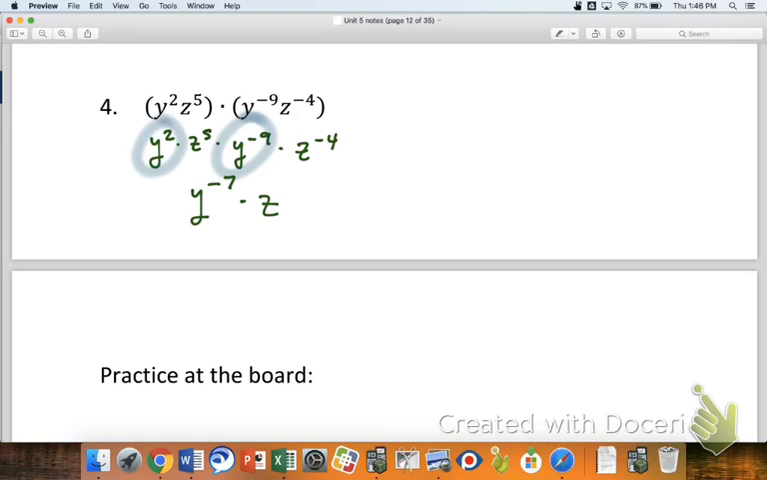Z to the first, right? Because 5 plus negative 4. And of course, you could just leave it blank if you wanted, right? Means the same thing. I like that.